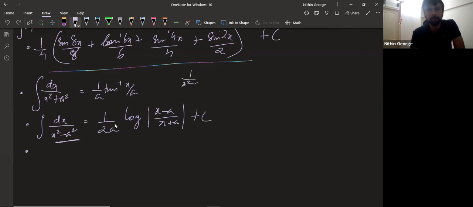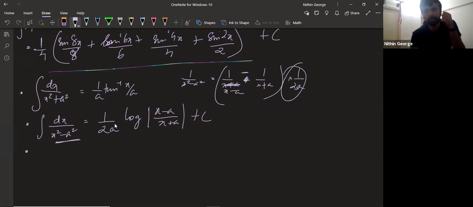So 1 by x square minus a square, you will write that as 1 by x plus a, 1 by x minus a. You will make them interact to become 1 by x square minus a square. If I add them up, what happens? 2x happens. If I subtract them, what will happen? So I'll make this 1 by x minus a, 1 by x plus a. So when I subtract them, numerator will have 2a. So to make up for that, I'll divide by 2a. So this is where the 1 by 2a comes.